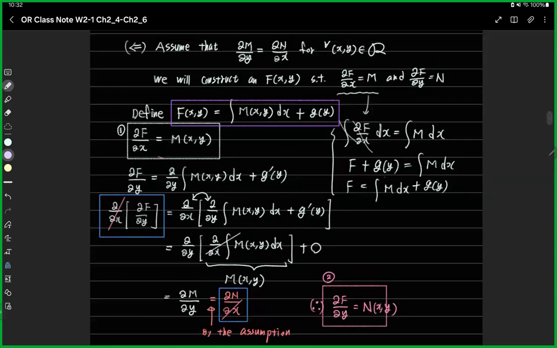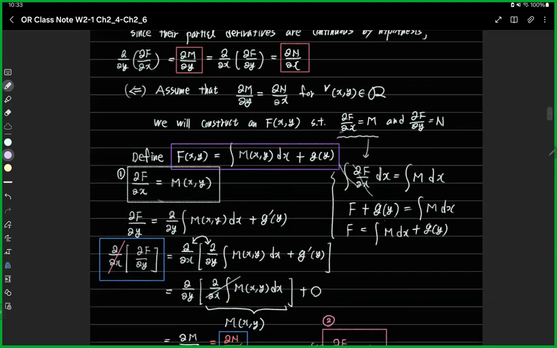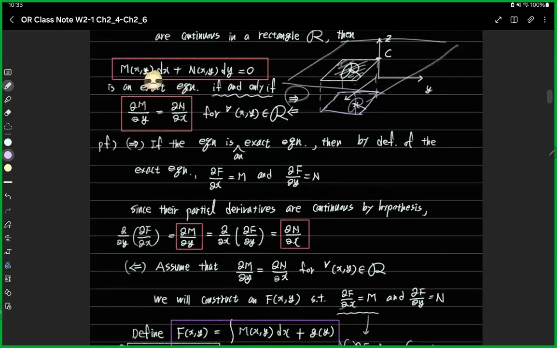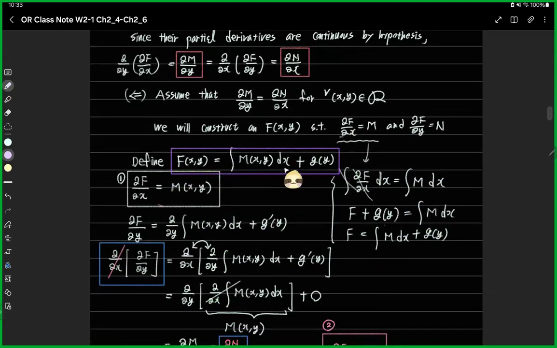So from here, we got the idea how to find F. We got the partial like this, right? Then we have to take the integral. So when you construct F like this, this guy satisfies both conditions, and then eventually F is the solution of that exact differential equation. Okay, so that's the main idea of how to find the solution to an exact equation.